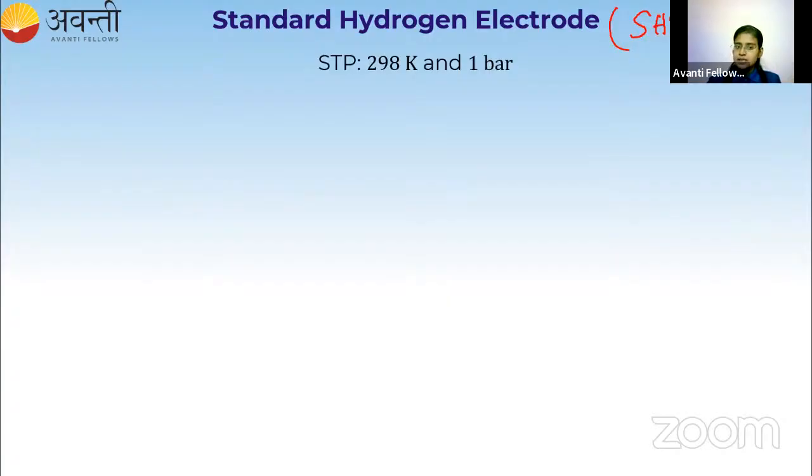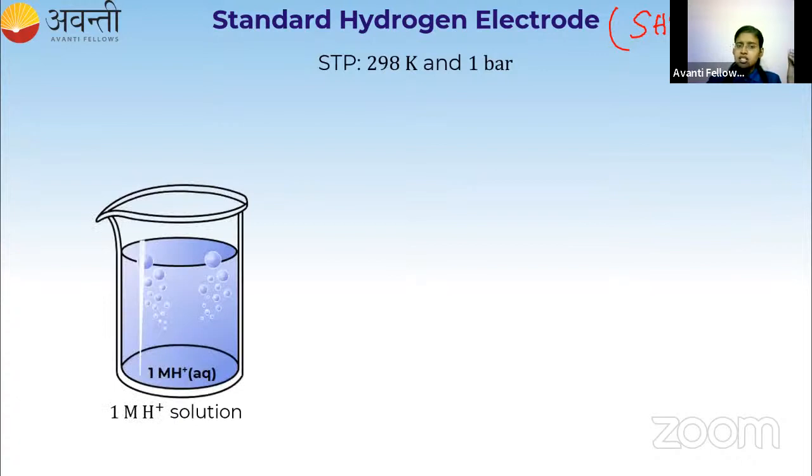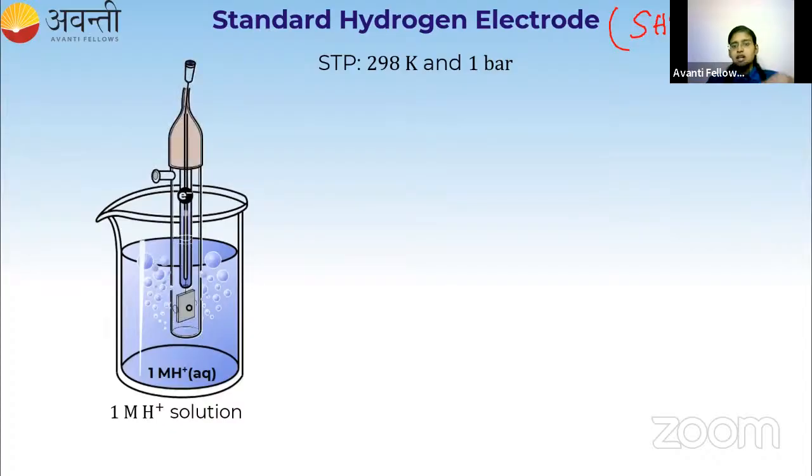I have a solution, and the concentration is 1 molar. H plus ion is present inside the solution. The setup is inserted into this system, in which I have one hole for passing hydrogen gas inside, and the pressure of the hydrogen gas is 1 bar. And inside this system, I have a rod. All of you can see the rod, right? That rod is called the platinum rod.